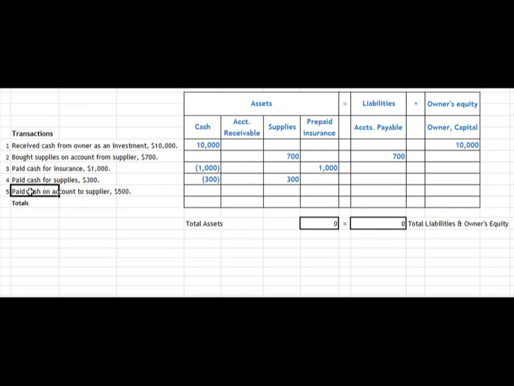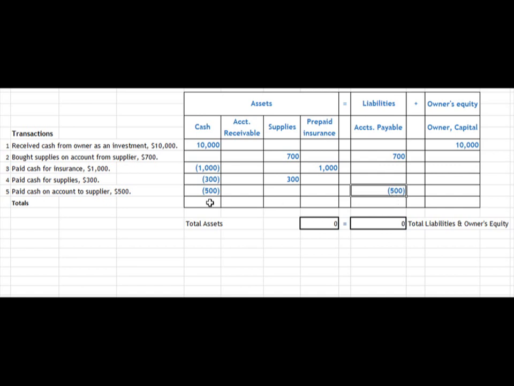For the last one, which is paid cash on account to supplier, there's a payment of cash amounting to $500, so minus $500. And we paid for what? We paid our account to the supplier. So our account to the supplier will decrease by $500. And now, the effect on asset is a decrease, and the effect on the liabilities is a decrease. So there will be equality in the accounting equation.